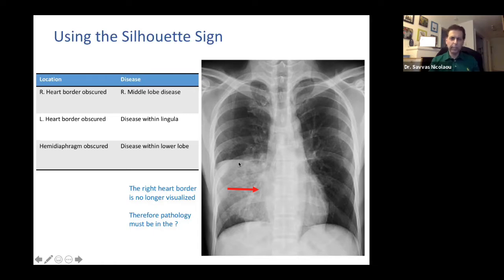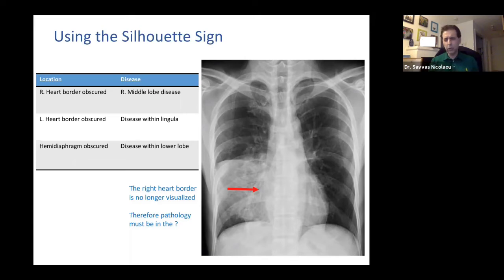If the right heart border is obscured, that's pathology in the right middle lobe. If the right hemidiaphragm is obscured, that's pathology within the right lower lobe. That is a silhouette sign. Because in this particular example, we have a pneumonia that has the same radiographic density as the heart, soft tissue density or water density. Given they're of the same density, they both absorb and attenuate the X-ray beam to the same degree. So thus they would appear of the same density to your eye.